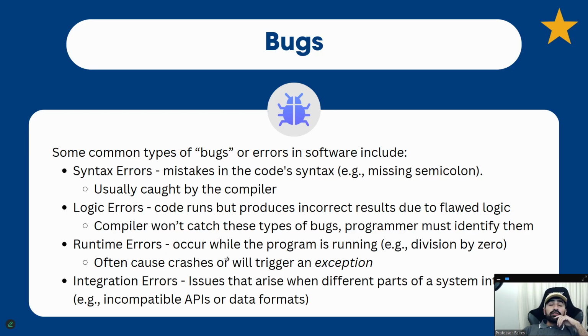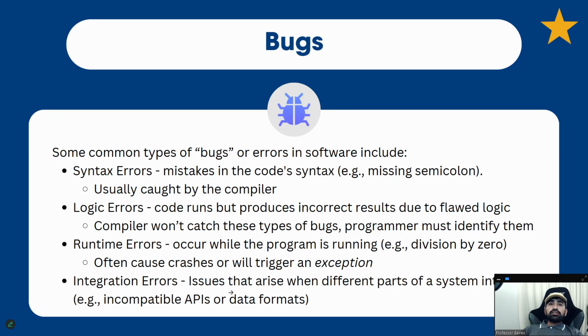There's runtime errors. So maybe your code runs, but it encounters a specific scenario, a specific input. For example, maybe you divided by zero. The computer will go crazy if you try to divide by zero. So this will crash the program, or it'll trigger something called an exception. That means that you try to do something that is just not possible for the computer to do.